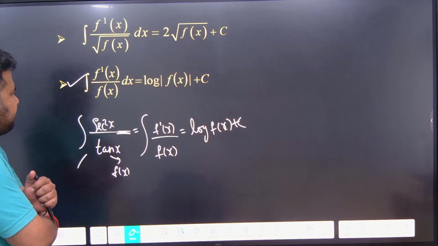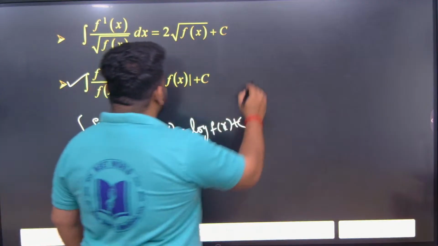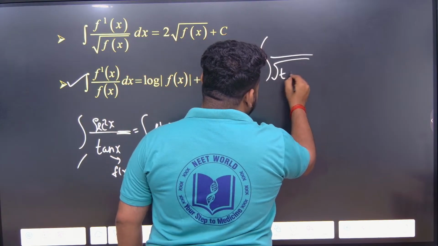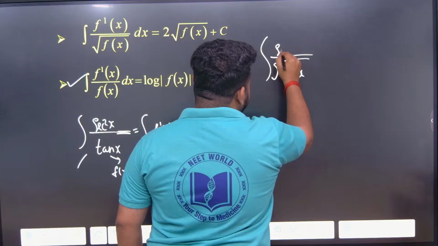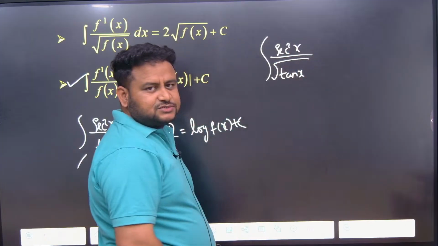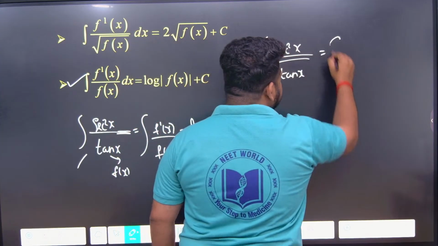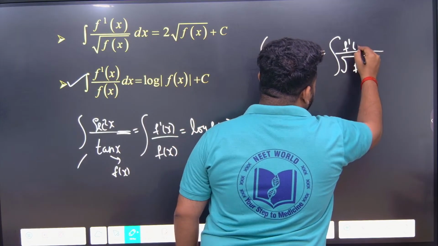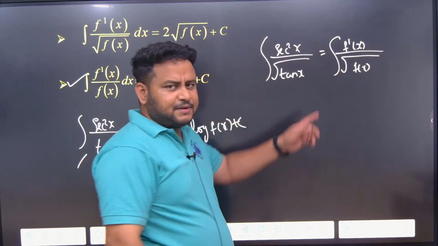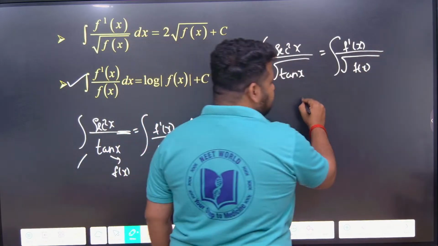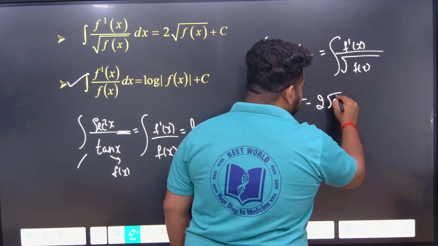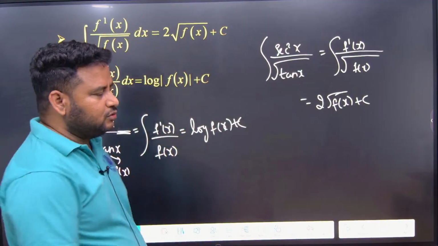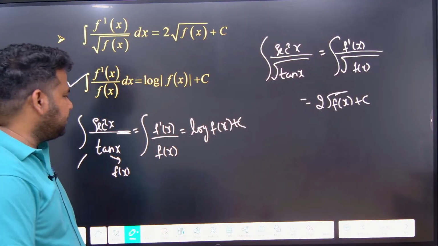Next thing we are having: suppose we have the square root of tan x, and here I have secant square x. Tan x is f of x. So this is nothing but the integral of f dash of x in the numerator over the square root of f of x. This can be written as 2 times square root of f of x plus c. This is one very important property you have to remember.